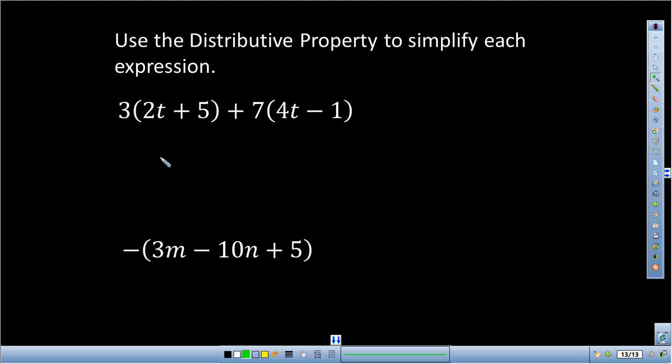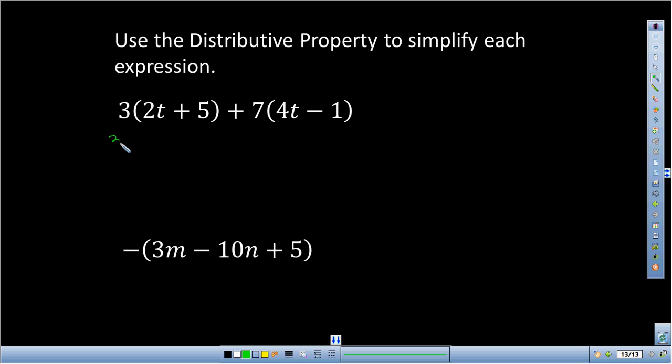Hello. In this video we are going to take a look at the distributive property. In this example it says use the distributive property to simplify each expression. Our first expression is 3 multiplied by the group 2t add 5 added to 7 multiplied by the group 4t subtract 1. The 3 in front of the parentheses tells us we have 3 groups.